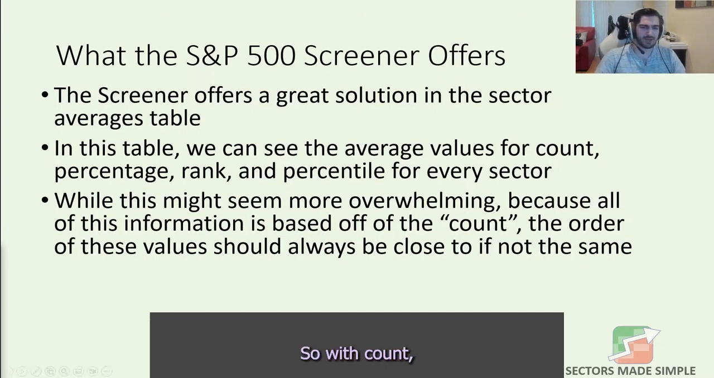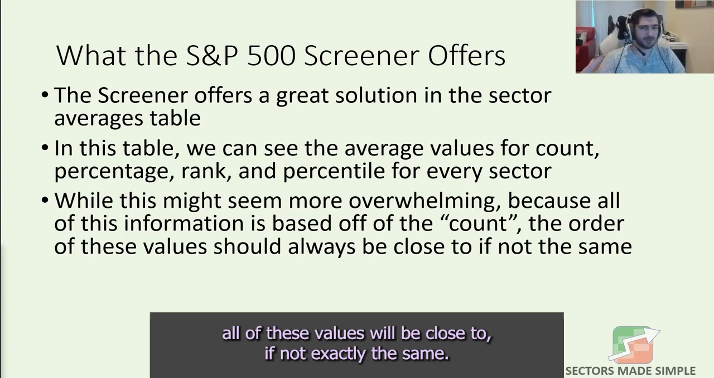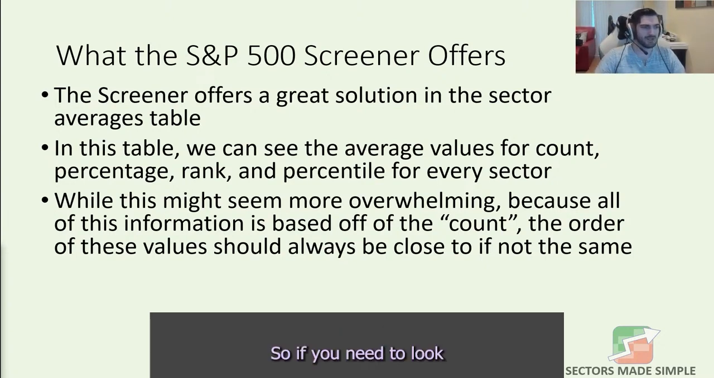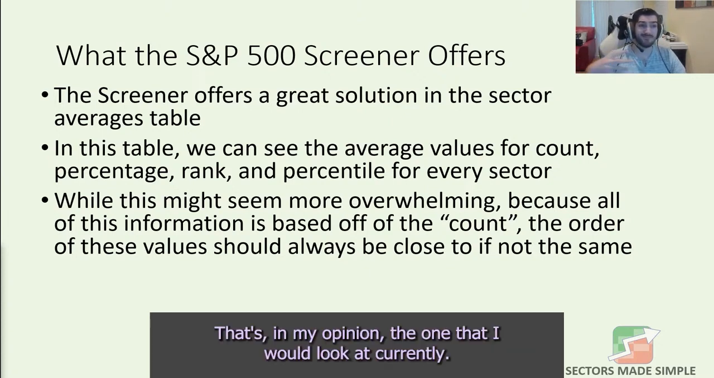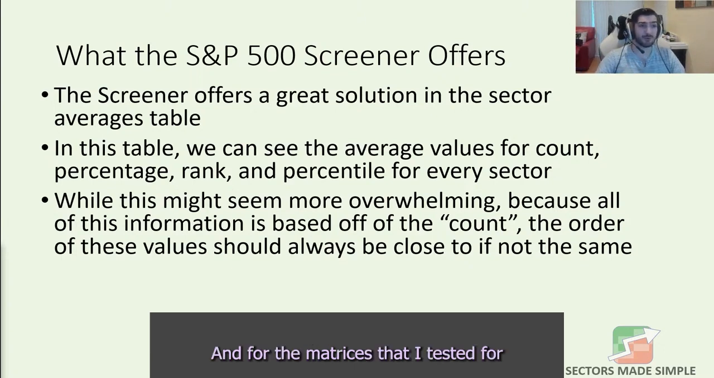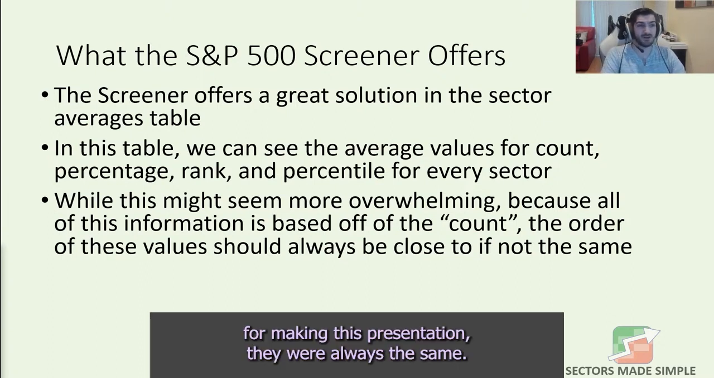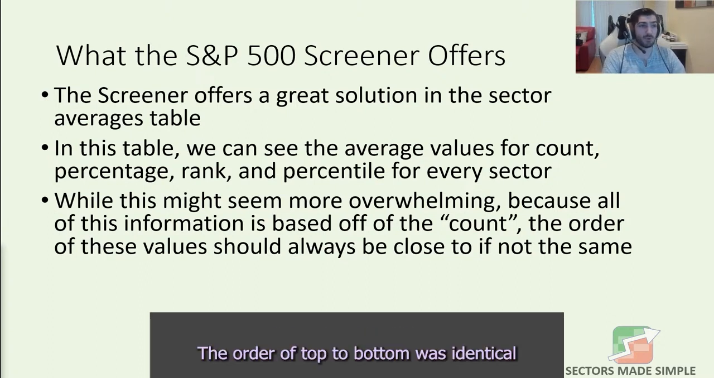So with count, because everyone comes from count, all of these values will be close to, if not exactly, the same. So if you need to look at one, count is where everything comes from. That's, in my opinion, the one that I would look at. Currently, and for the matrices that I tested for making this presentation, they were always the same. The order of top to bottom was identical for any of these 4 columns.